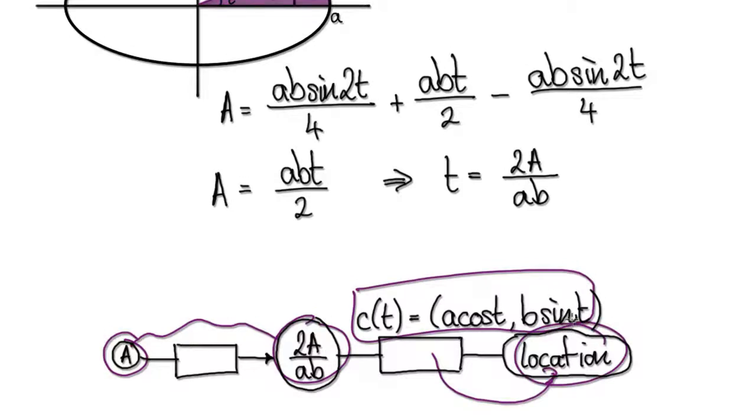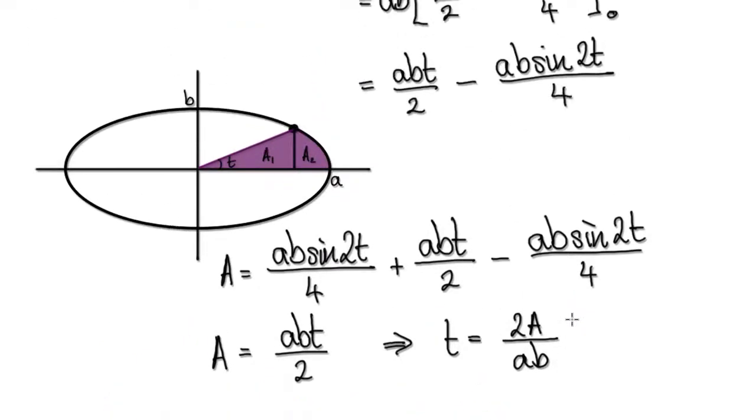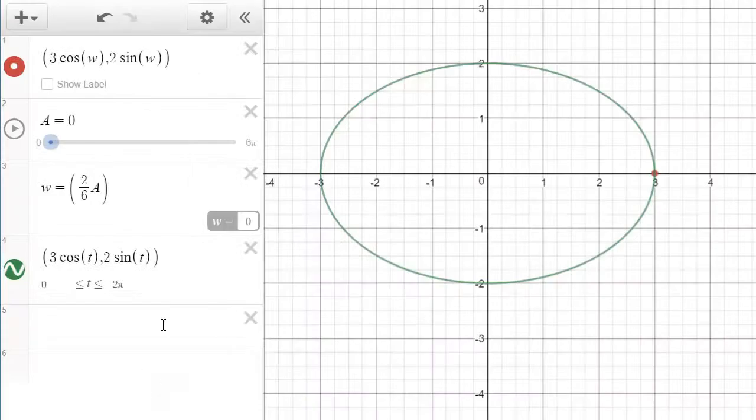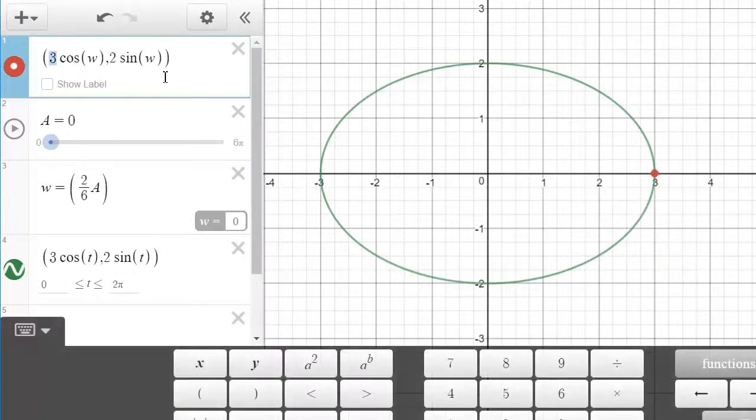Okay, so let me illustrate this. So get yourself a graph plotter and plot this in. So in our case, A is 3, and in our case, B is 2.